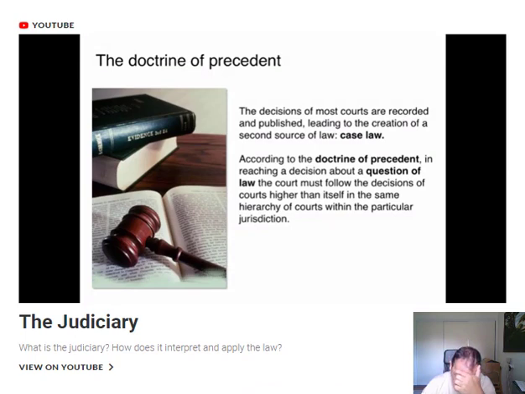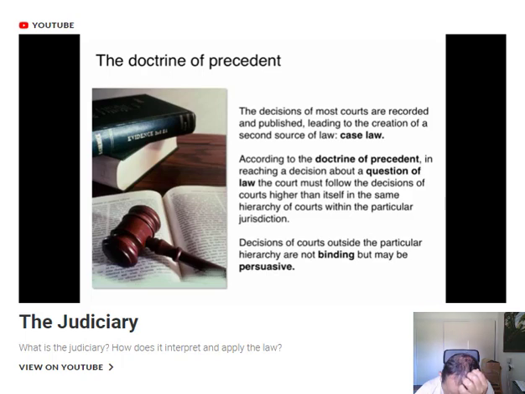There is consistency between the decisions of judges because of the doctrine of precedent. According to the doctrine of precedent, in reaching a decision about a question of law, a court must follow the decisions of courts higher than itself in the same hierarchy of courts within the particular jurisdiction. In other words, if a court is faced with a question of law, and it becomes aware that that same question of law was considered by another court earlier, and that court is higher within the court hierarchy, then the present court has to follow the decision of the earlier court.